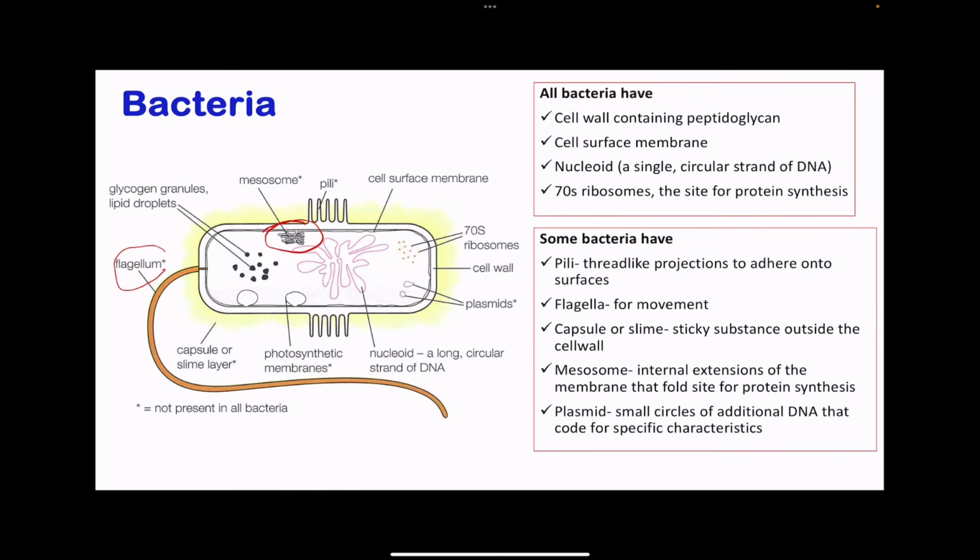And some bacteria do have plasmids. These are circular strands of DNA. All bacteria have a cell wall, which is made out of peptidoglycan. They also have a surface cell membrane that is made out of phospholipids. They have a nucleoid, which is a single circular strand of DNA.